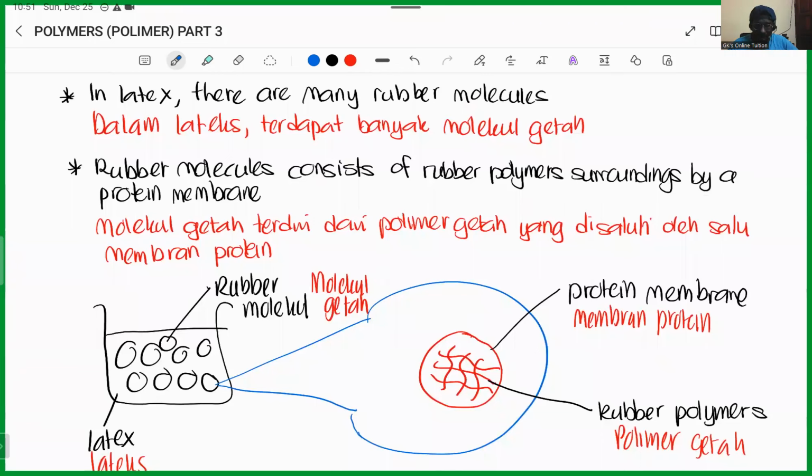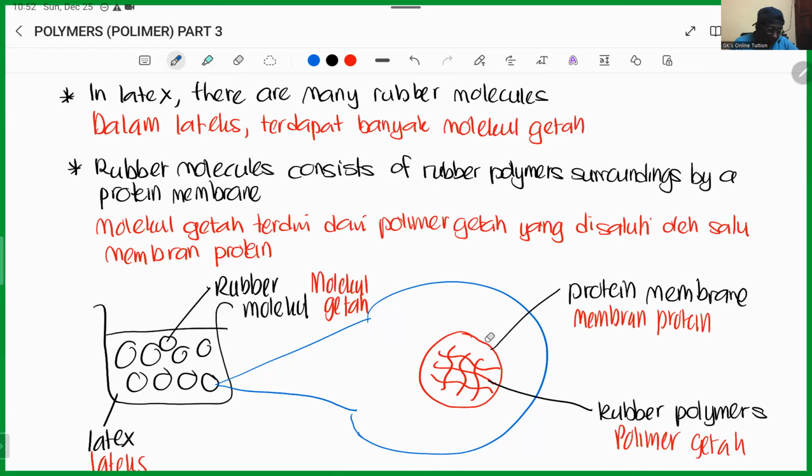This rubber molecule, saya tak panggil polymer, saya tak tulis polymer, saya tulis apa? Rubber molecule. So apa yang pelajar kena faham? Rubber molecule, it consists of the rubber polymers surrounded by a protein membrane. Molekul getah ni dia terdiri daripada polimer getah yang disaluti, which is surrounded by a protein membrane.